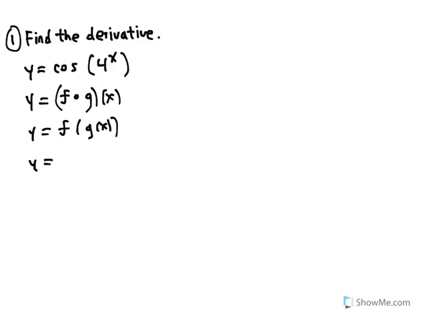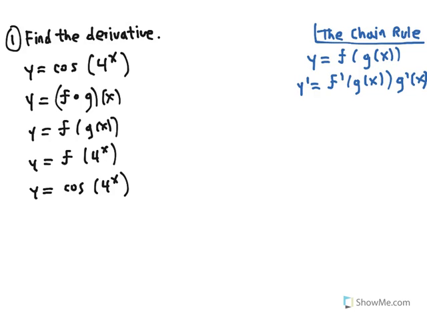The inside function is 4 to the x, and the outside function is cosine. So because we have a composition of two functions, we know we will need to use the chain rule. In addition to the chain rule, we know we have an exponential function with base b, so we will have to use what we learned today.